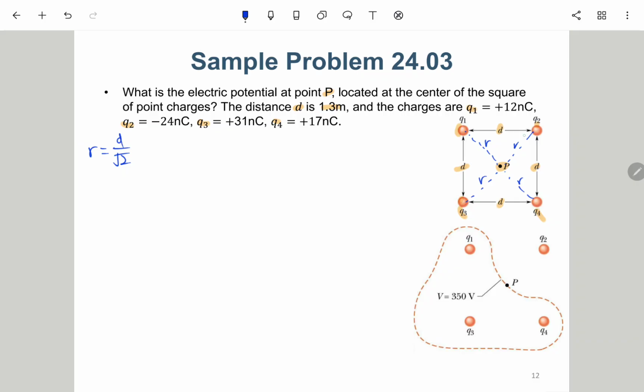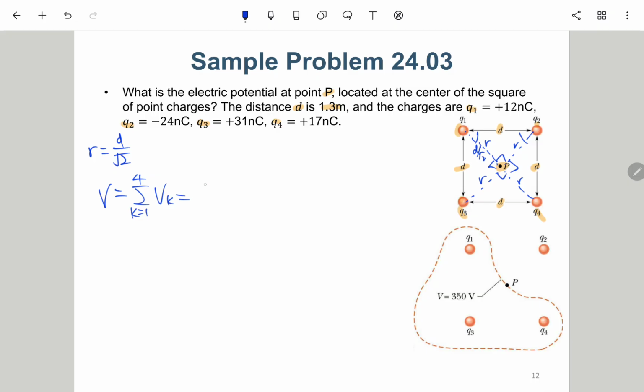Because this is a square, it has a center point, so 45 degrees, and this is all the way a right angle triangle. So this is D, and then the distance R is D over square root of 2. So the V will be the summation of Vk, k from 1 to 4. We all together have 4 charges.